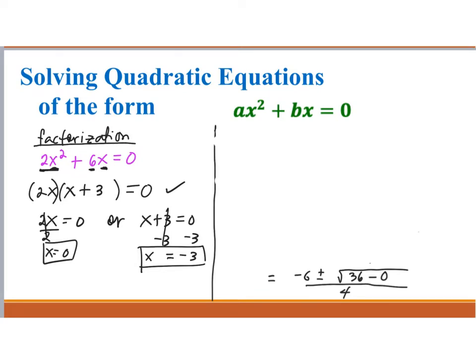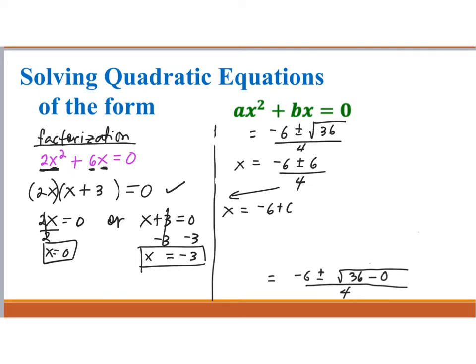And let's copy. I'm going to rewrite here on top. Negative 6 plus minus square root of 36 minus 0 is just 36, divided by 4. So now we have negative 6 plus minus the square root of 36, which is just 6, divided by 4. That's our x. Then we break it down into two simpler equations.